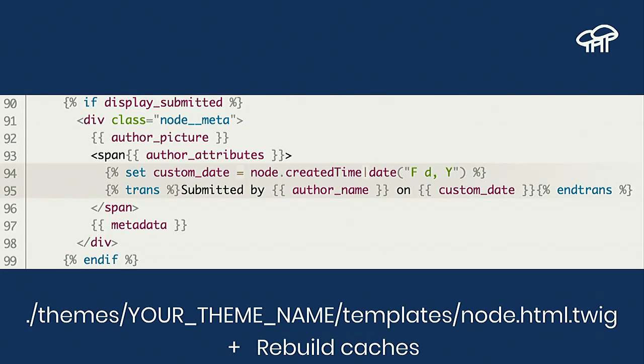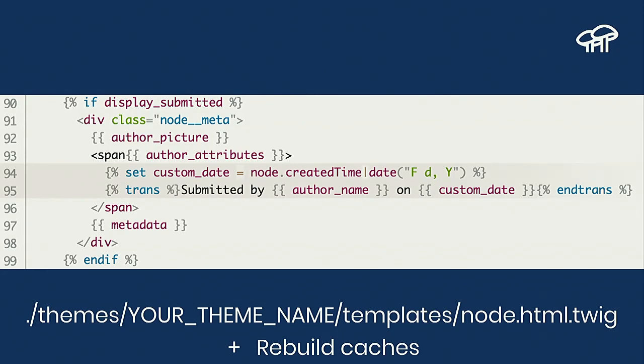Now, for the most part, you don't need to assign variables and then print them. Usually, you can print the variables directly. But we cannot do that. And we cannot do that for the same reason that Drupal cannot pass render arrays in these cases. Here in line number 95, we are inside trans and ntrans tags. Those are used for translations.